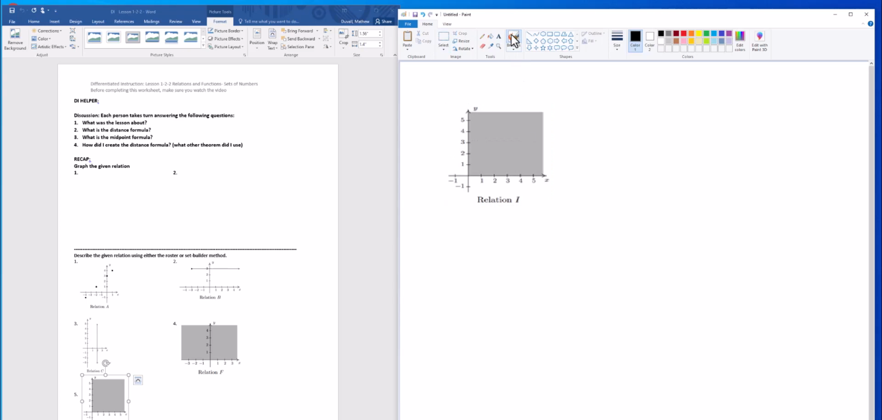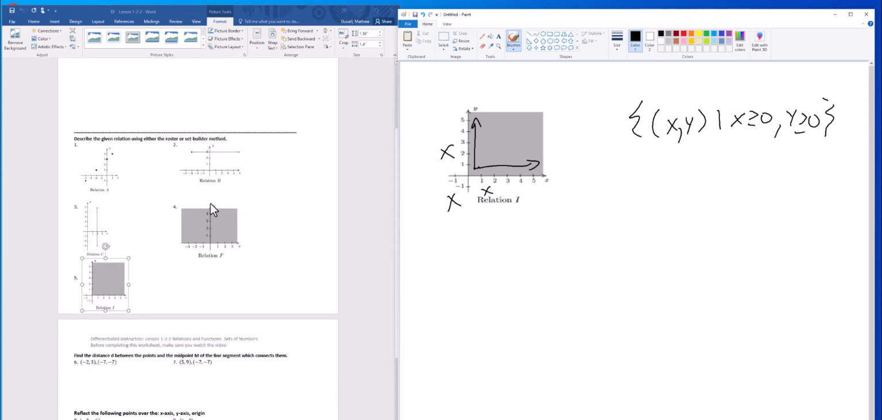So for this one, same idea. Because there's a shaded region, it seems it's going forever that way. It seems it's going up that way. There's nothing in the negatives, though. So x is going to be greater than 0, and y is going to be greater than or equal to 0. Now, the reason why I say equal to is there's no dotted line. So that's number 5.